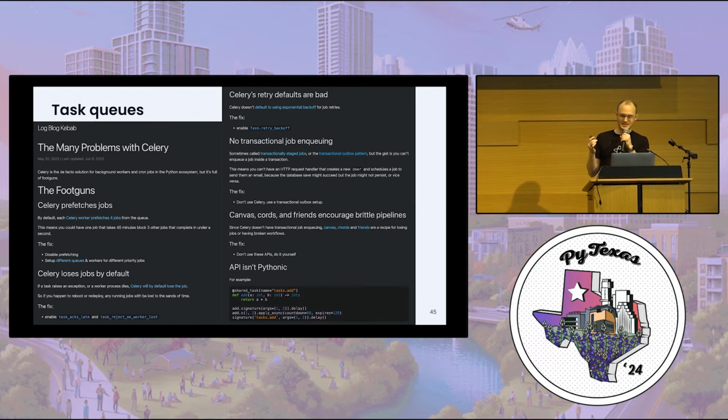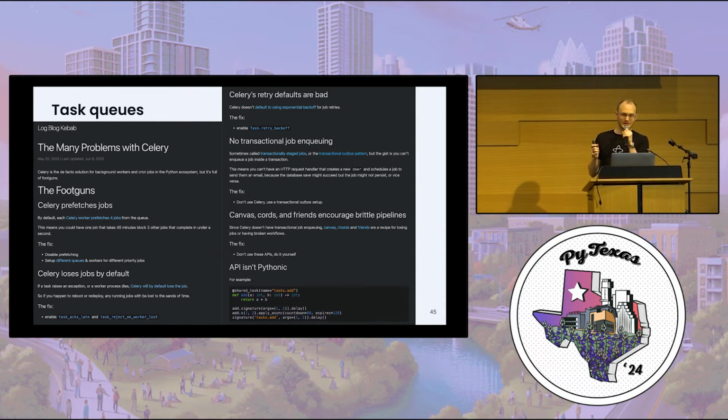Celery loses jobs by default. So if a task raises an exception or a worker process dies, then you lose that task. In durable execution, you don't. Whenever there's a failure, it'll automatically get timed out and rescheduled. Celery retry defaults are bad. So they recommend doing exponential backoff, which is what durable execution does by default.